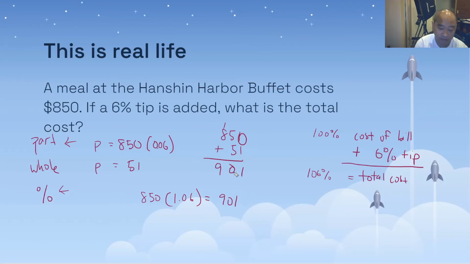And I'm just going to make sure that that's true and I didn't do something wrong. 850 times, I'm sorry, 1.06 is 901. Yeah. And so this is your total bill, $901. What is the total cost? $901 to eat at the harbor. Yum.